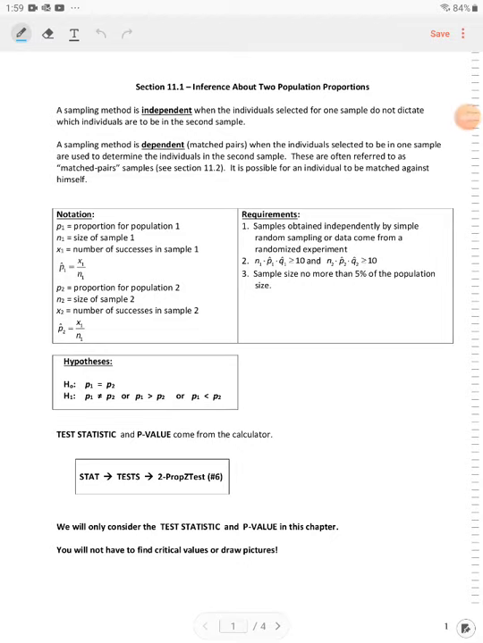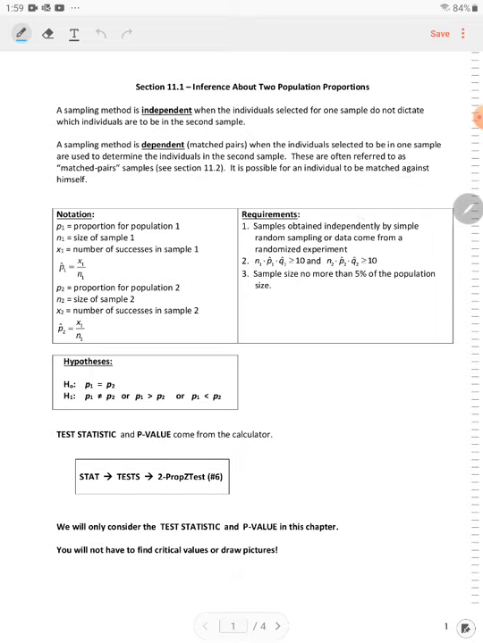Going to be talking today about inferences about two population proportions. A sampling method is independent when the individuals selected for one sample do not dictate the individuals who are to be in the second sample. A sampling method is dependent, also known as matched pairs, when the individuals selected to be in one sample are used to determine the individuals in the second sample.